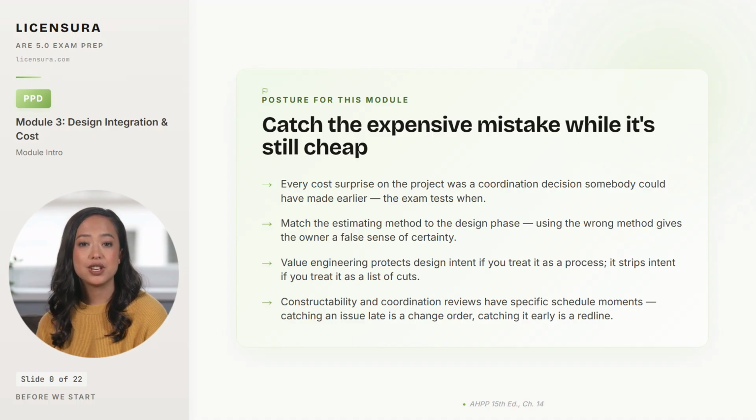And fourth, constructability and coordination reviews have schedule moments. Catching a clash during design development is a red line that costs nothing. Catching the same clash during construction is a change order that costs real money. And the exam writes prompts where the timing of the catch is the point. With that posture set, we step into section 2.1.